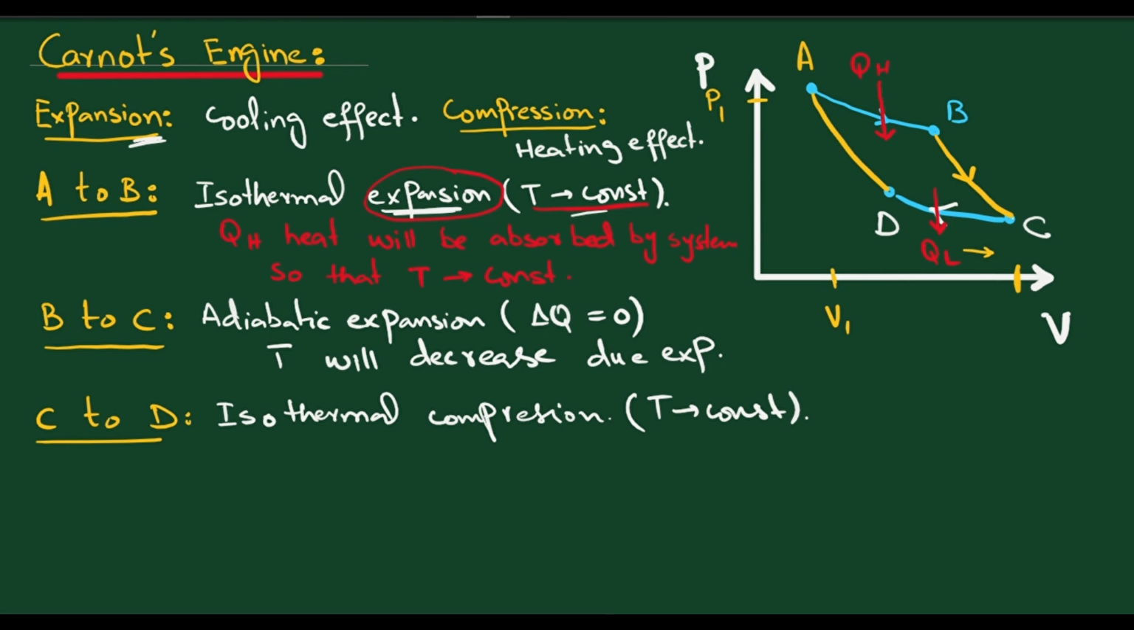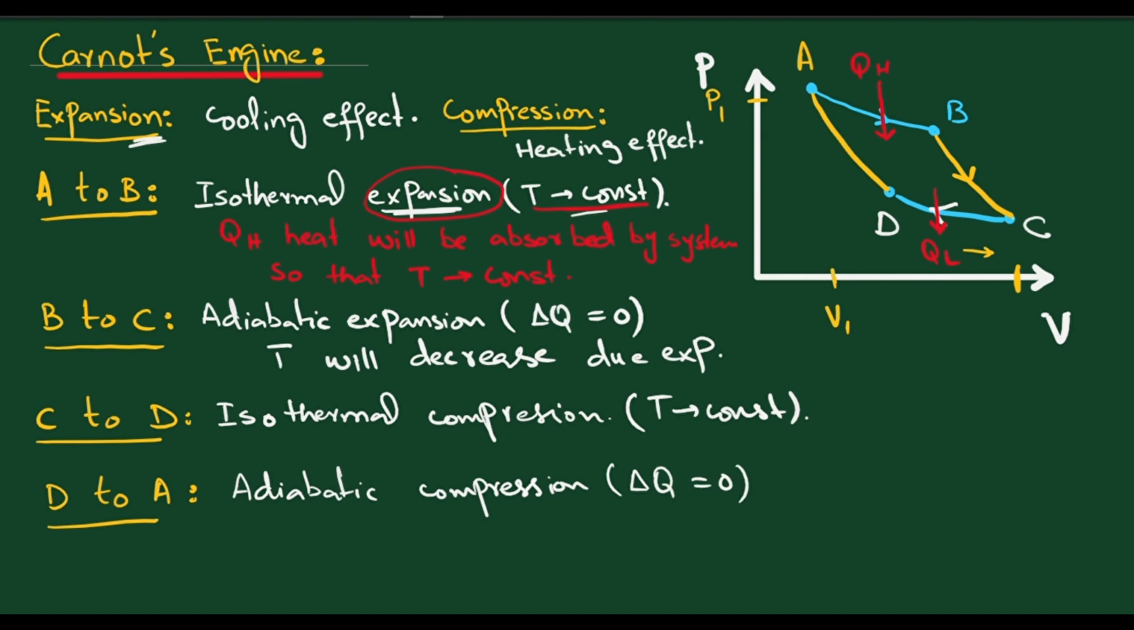Now D to A, to form the cyclic and reversible process. D to A is a compression, but an adiabatic compression. In adiabatic compression, no heat can enter or leave the system, and due to compression the temperature will increase to temperature T1, as we started from A at temperature T1.